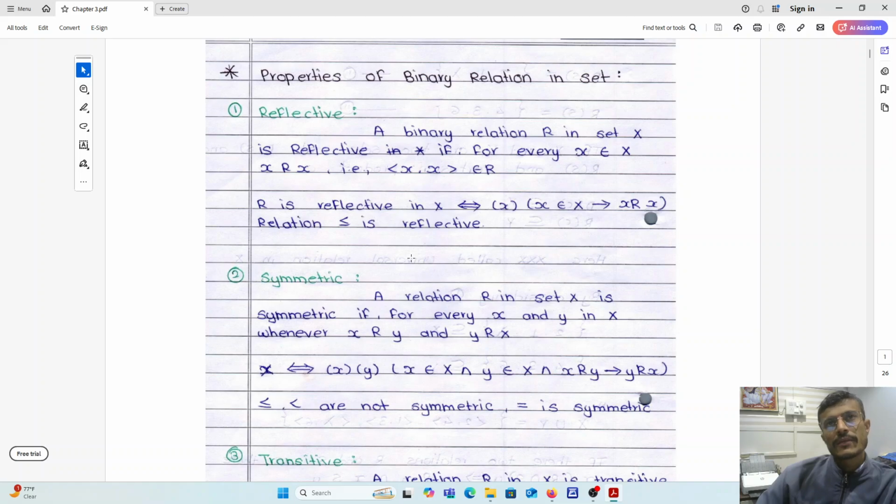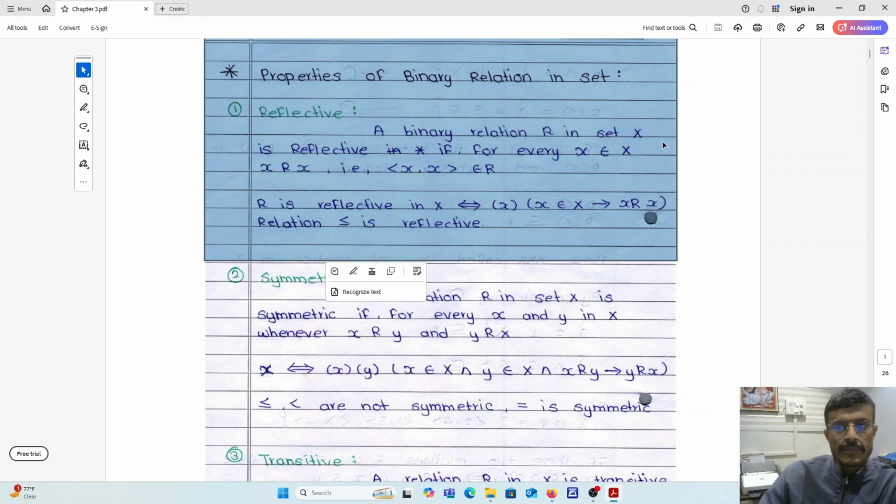Basically there are 5 properties of binary relation. First one is reflexive, second is symmetric, then transitive, antisymmetric and irreflexive. Whenever in the university examination there is a question on properties of binary relations, you have to first of all list out these properties and explain them one by one.